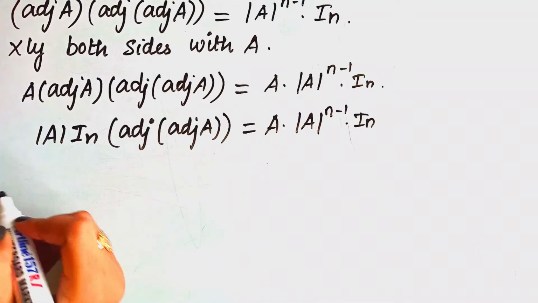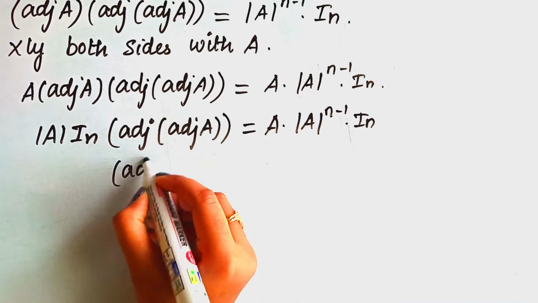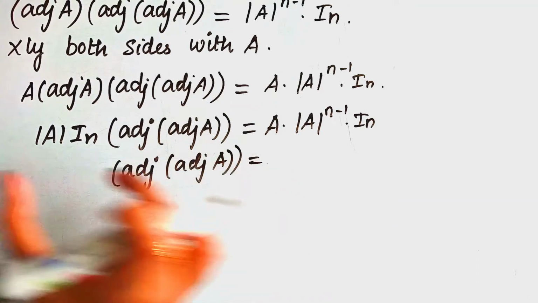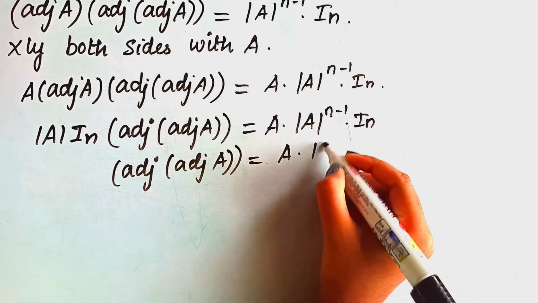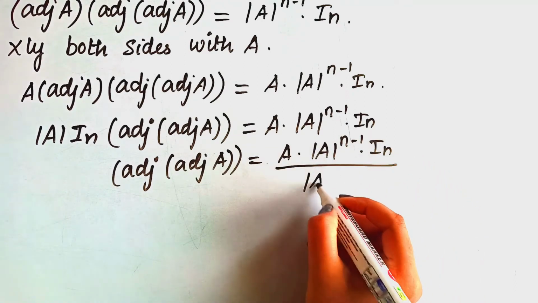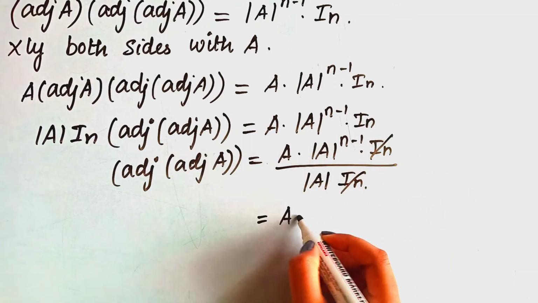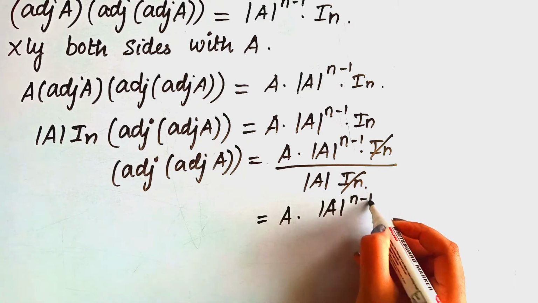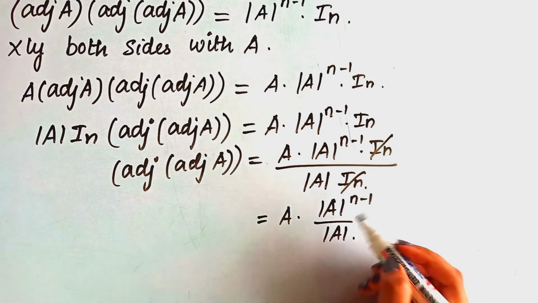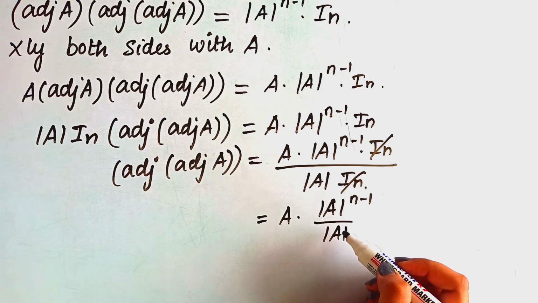Now we already know that in the left hand side there must be only this adjoint of adjoint A. So we are keeping this adjoint of adjoint A in the left hand side and taking other terms to the right hand side. So that we'll get A into determinant of A power n minus 1 into In divided by determinant of A into In. So In and In will get cancelled, and there will be determinant of A power n minus 1 divided by determinant of A, right? Now you can see that here the bases are equal, right? So if the bases are equal, then you can subtract the powers.